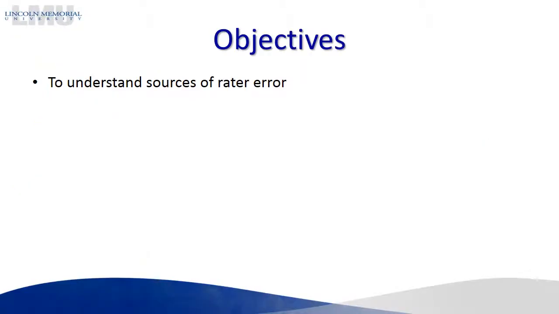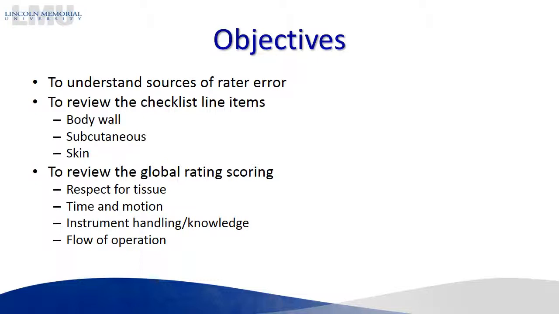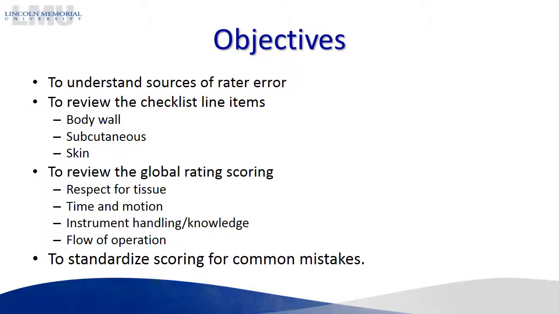The objectives of this presentation are to allow us to understand some common sources of rater error that crop up in performance assessments, and then specifically to review the checklist line items that are going to be scored for body wall, subcutaneous tissue, and skin. Also to review the global rating scales that we use for more general aspects of the performance, including respect for tissue, the time and motion analysis, instrument handling and knowledge, and the flow of the overall operation. And we're evaluating these basically to standardize scoring for those common mistakes that we anticipate seeing as we're scoring these 3-layer closure videos.